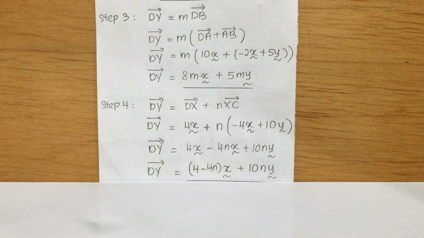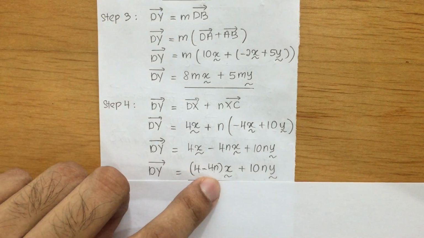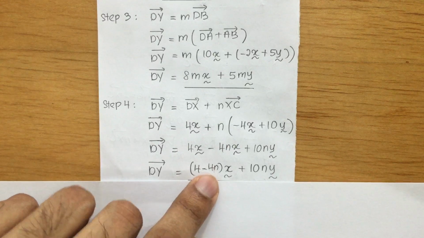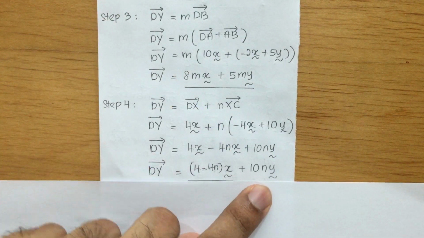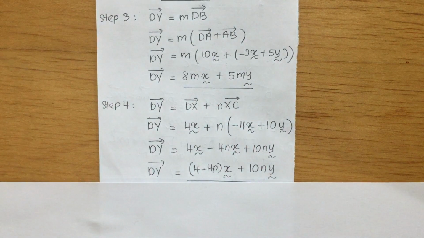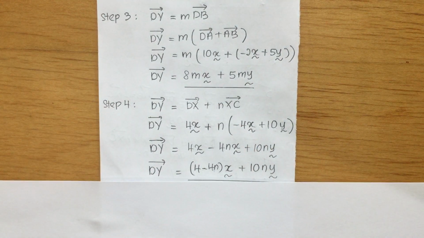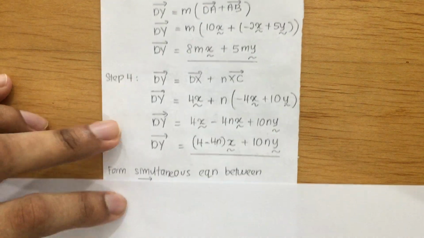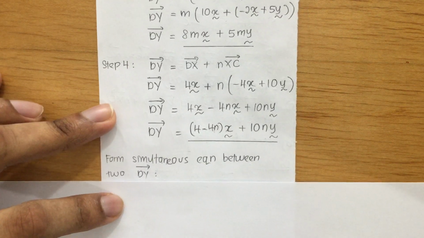So what you can do is, remember, guys, I've already mentioned this earlier. Whenever the question asks you to find two sets of variables, remember this, guys, you need to form a simultaneous equation. So what you can do here, you can compare this 4 minus 4n in terms of component x, which is 4 minus 4n equals to 8m, and then in terms of component y is 10n equals to 5m. So from here, we're going to form a simultaneous equation between two vector DY.